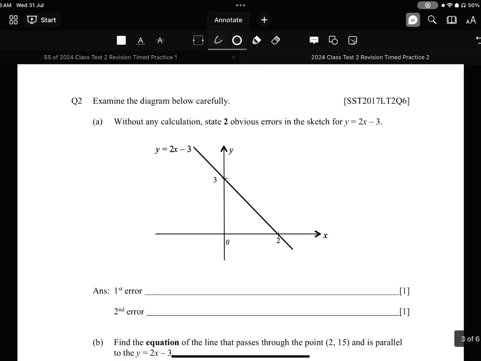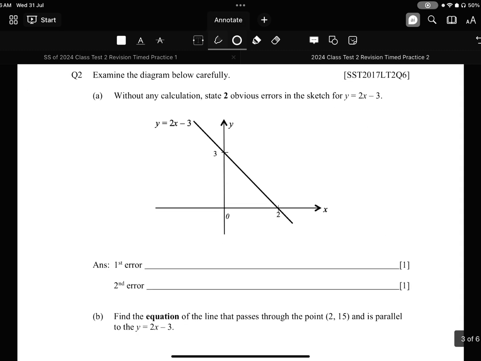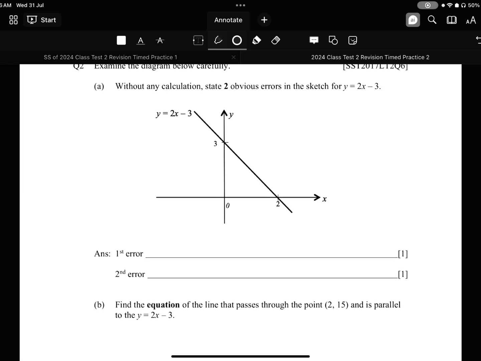Moving on to the second page. Now in the second page, there's a diagram over here, and they want us to state two obvious errors, right? So of course, we take a look at the equation that was drawn, y equals 2x minus 3. So this is my gradient. This is my y-intercept. So by looking at this, we already notice the first issue, right?